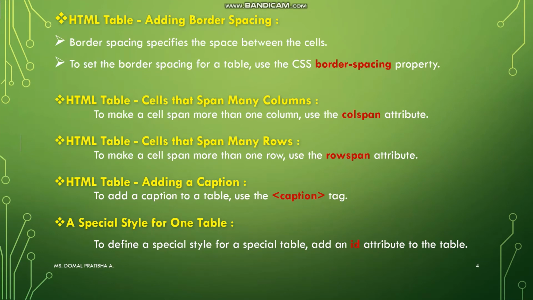Next, HTML table cells that span many columns. To make a cell span more than one column, use the colspan attribute. If the table has collapsed borders, border spacing has no effect. Let's see the colspan attribute.